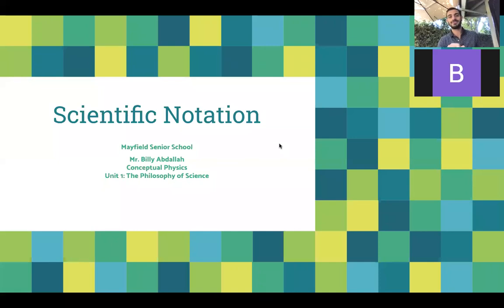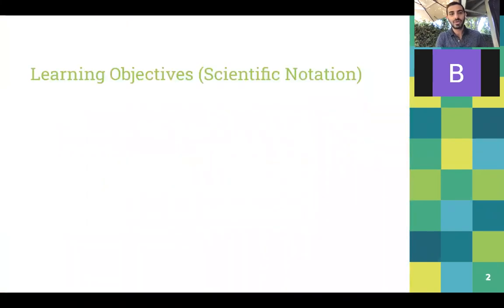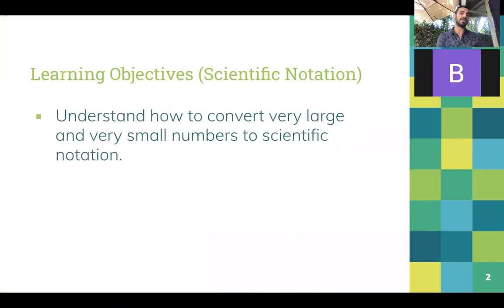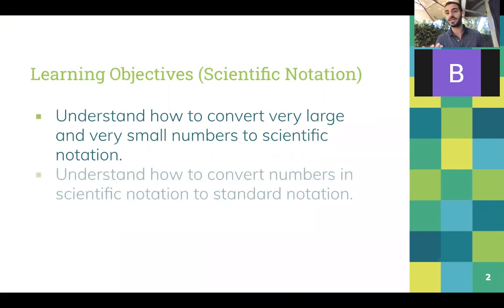All right, scientific notation. Again, I don't know if this is review. I'm going to go over it so that we're all on the same page and the expectation is very, very clear about what you need to know. So you want to understand how to convert very large and very small numbers to scientific notation. And then if you see a number in scientific notation, you should be able to convert it out of scientific notation, which is standard notation.